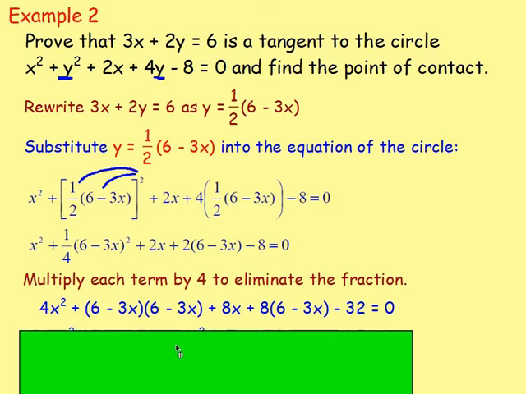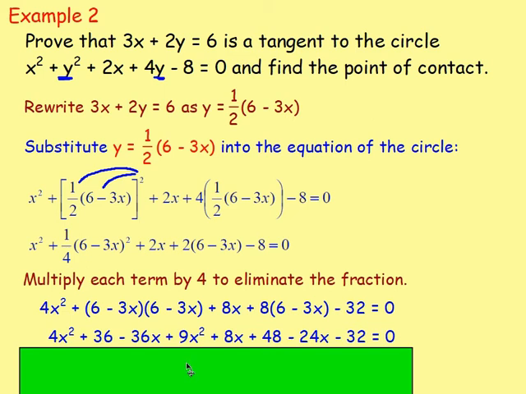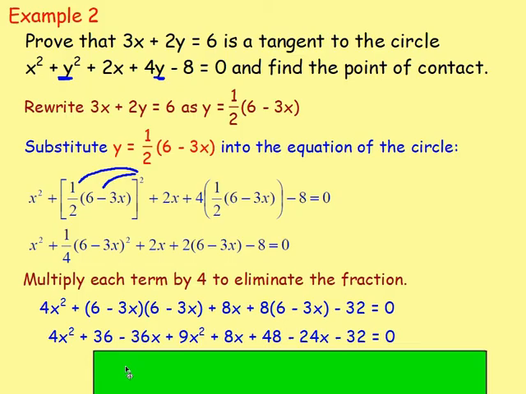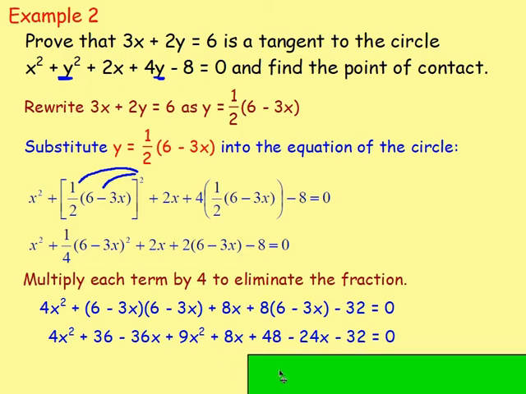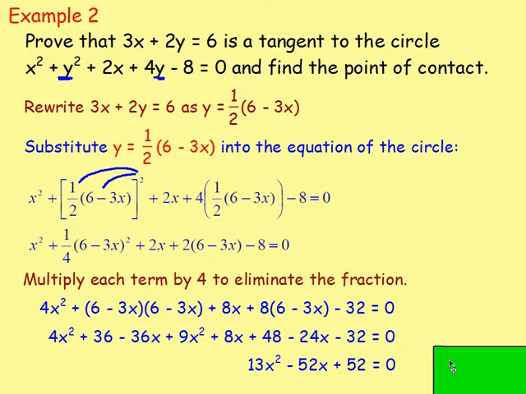From there, multiply out these brackets. So if you do that, this is what you will end up with. And again, you will gather your like terms. So gather the like terms. X squared, we'd have 13 of them. Then we'd have take away 52x, and we'd also have a plus 52 equals 0.